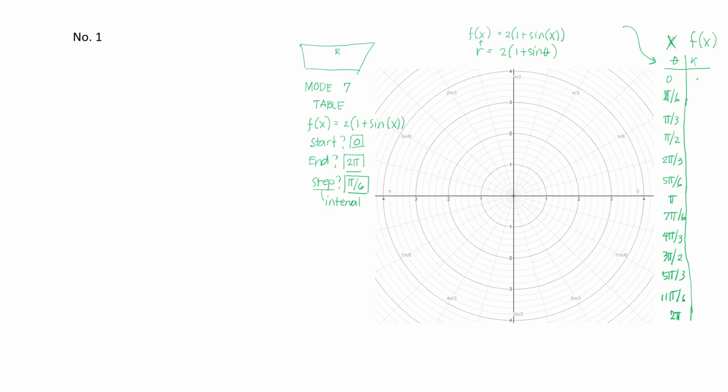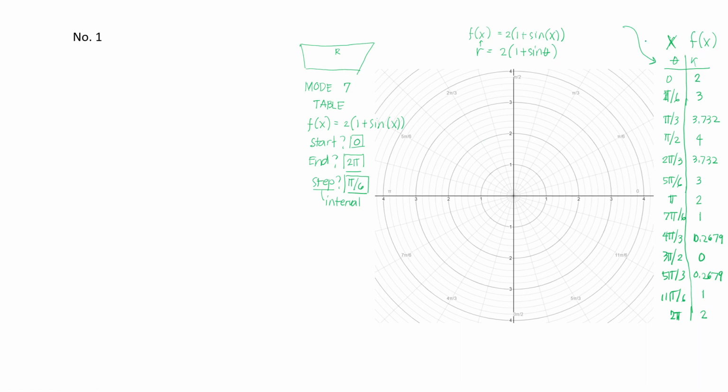Sige, sir. It's 2, 3, 3.732, 4, 3.732 gihapon, and then 3, 2, 1, 0.2679, 0, 0.2679, 1, and then 2 the answer. Okay, so thank you for that one, Michaela.